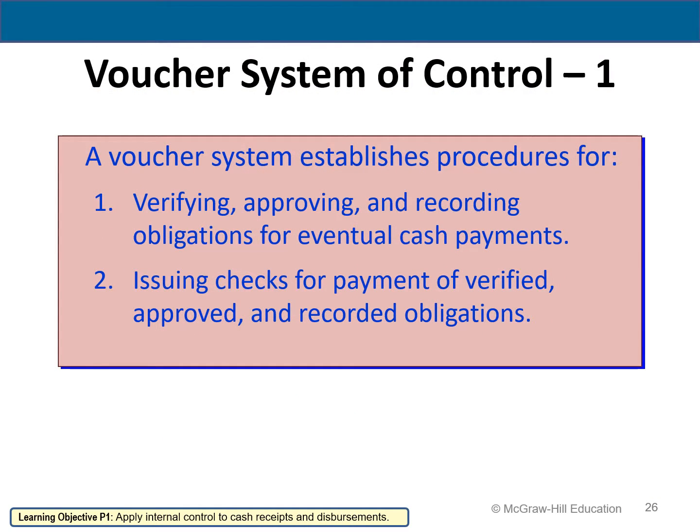All right, so one way to do that is this voucher system. So it's basically a set of procedures and approvals that are designed to control cash disbursements. So that's done by verifying, approving, and recording the obligations for cash payments, and then issuing checks for payment of verified, approved, and recorded obligations. So a reliable voucher system follows standard procedures for every transaction. So it applies even when multiple purchases are made from the same supplier.